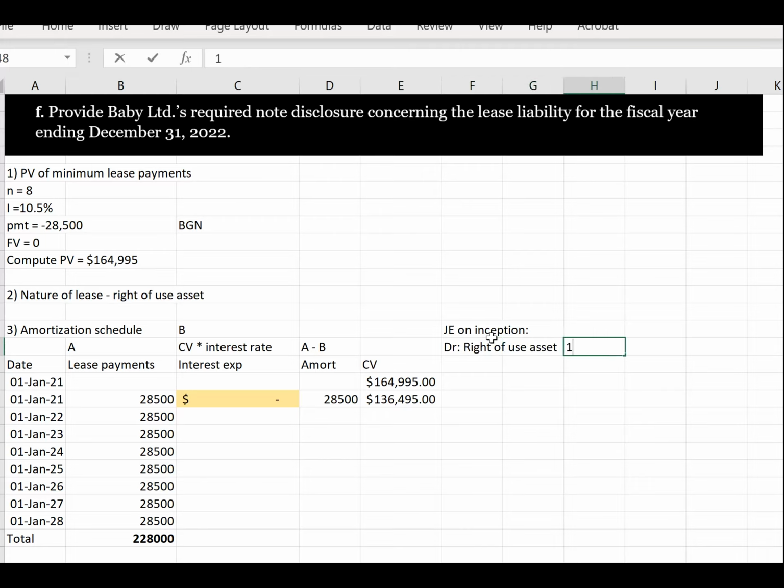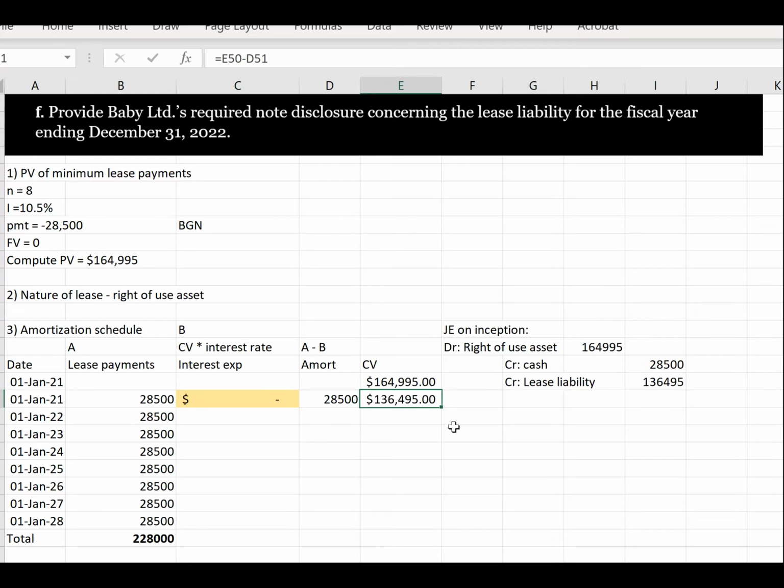And that's going to be 164,995. Okay. Then we're going to have credit cash for our lease payment, so 28,500. And then we're going to have credit lease liability of 136, the balancing number, as we know. So it would be this minus this, which is going to give us this 136,495 right here.